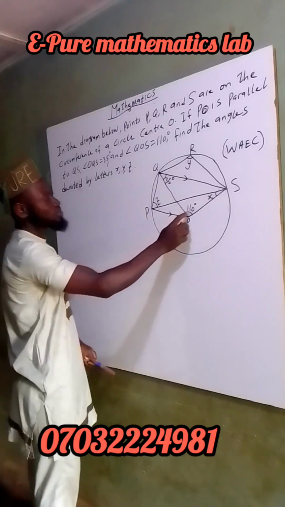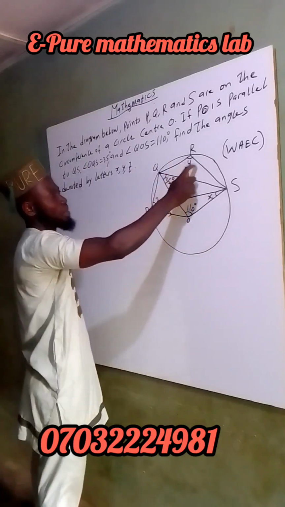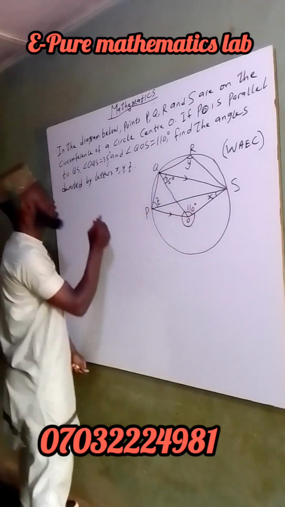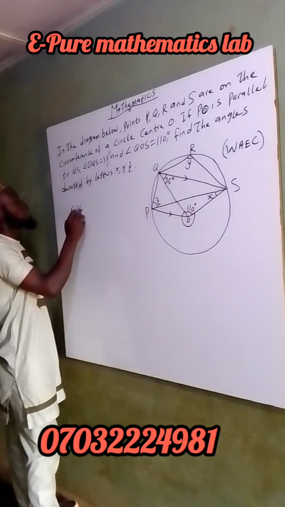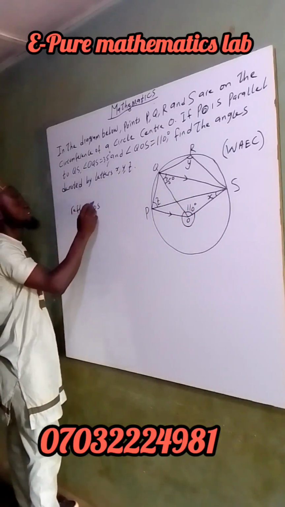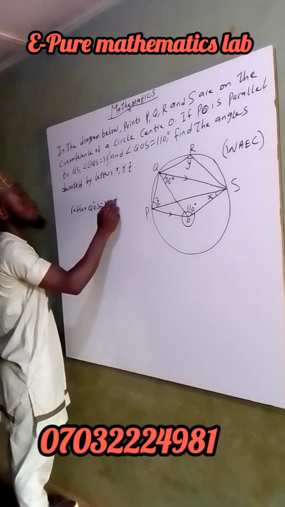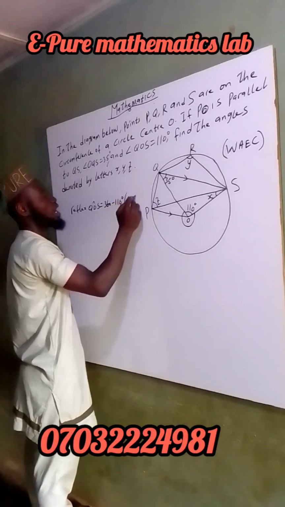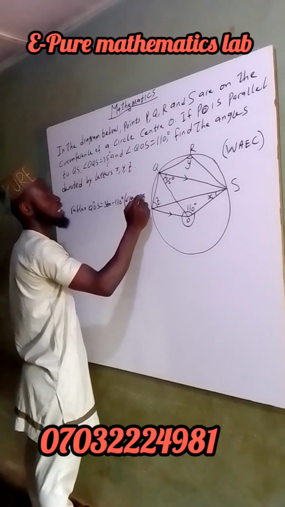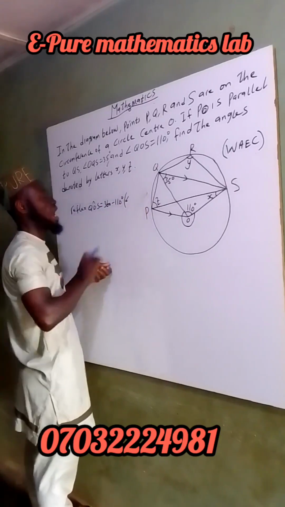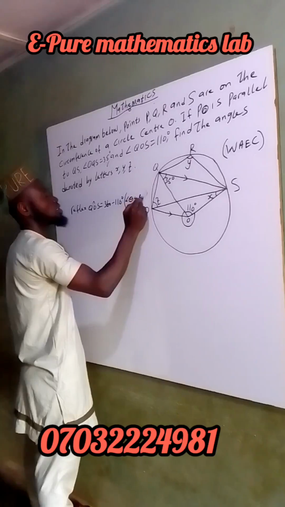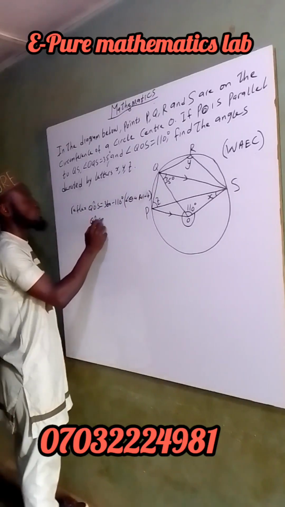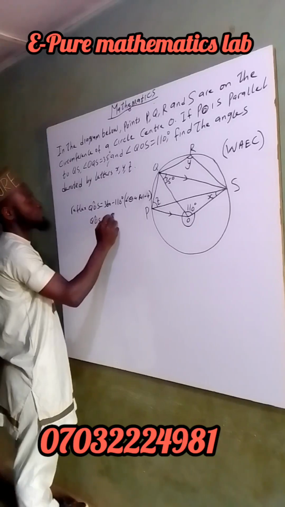Now I can see something here. If this is 110, then I can find my y by looking for the exterior angle of QOS, such that reflex QOS is equal to 360 minus 110 degrees. The reason is angle at a point. Angle at a point is equal to 360 degrees. So our reflex QOS is equal to 250 degrees.